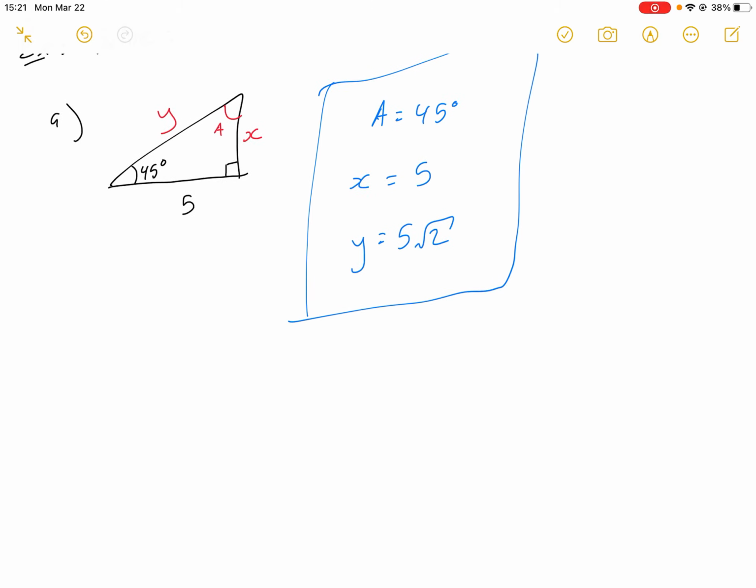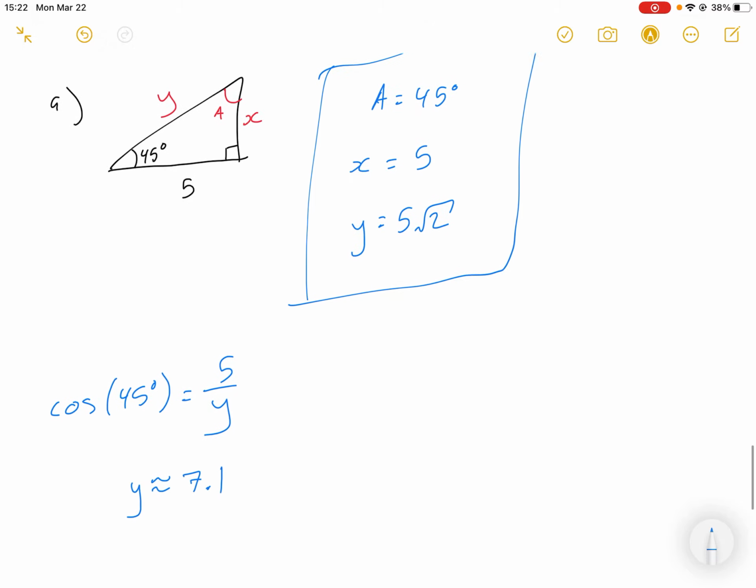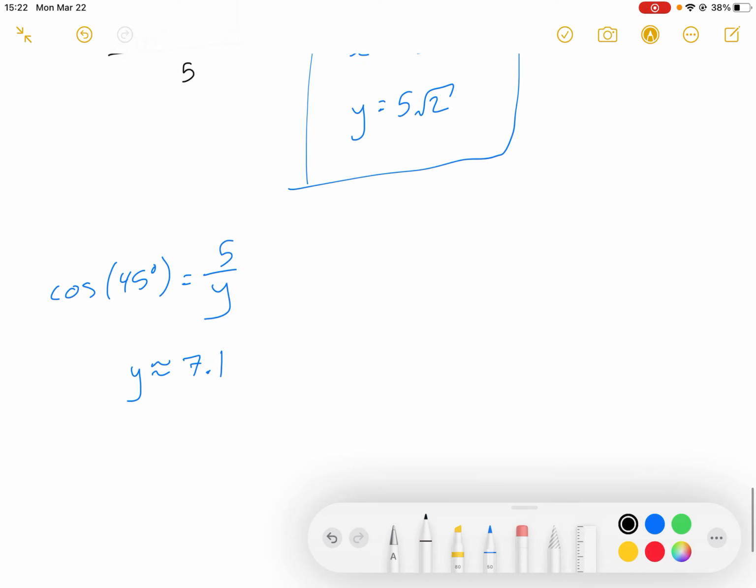Now, alternatively, you could do, well, sine won't work. Let's do this. You could say, hey, I want to know cosine so that I can get 5 over y. And then you could actually solve for y, and you would end up with about 7.1. But because we're using these parent triangles, you can actually get exact answers, which is convenient.